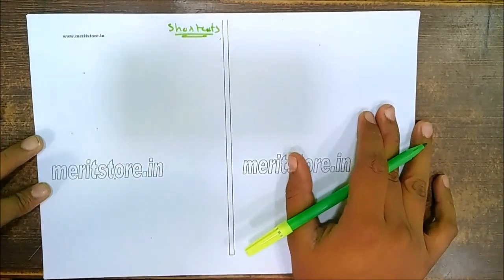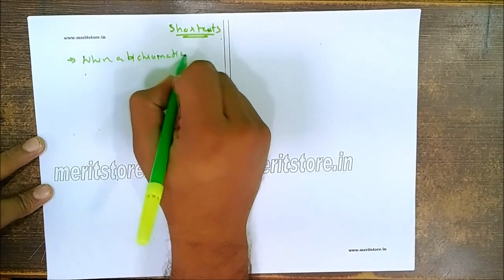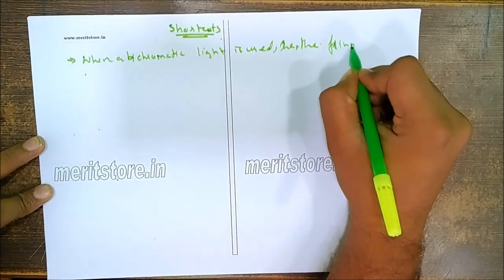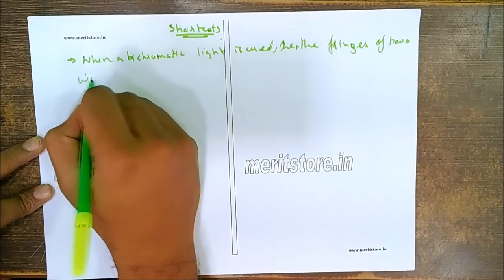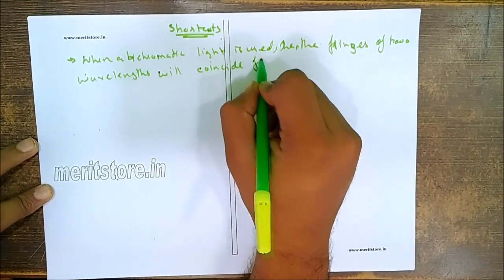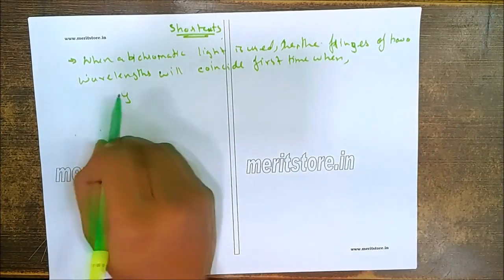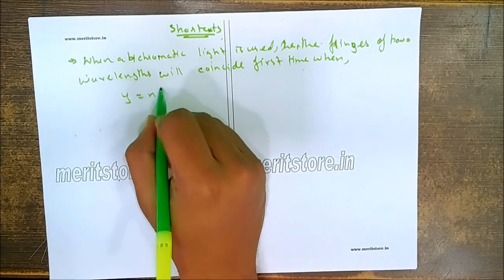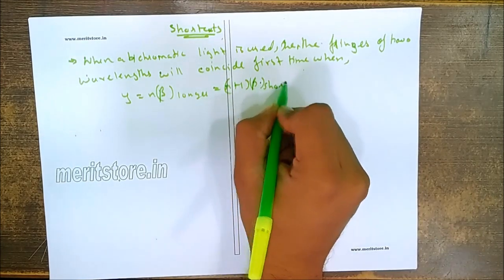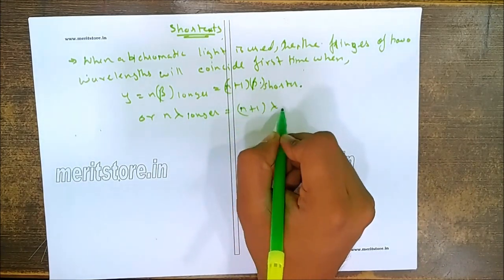Now we'll deal in shortcuts here. We can say that when a bichromatic light is used, then the fringes of two wavelengths will coincide first time when y is equal to n beta for the longer, equal to (n plus 1) beta for the shorter, or n lambda for longer and (n plus 1) lambda for shorter.